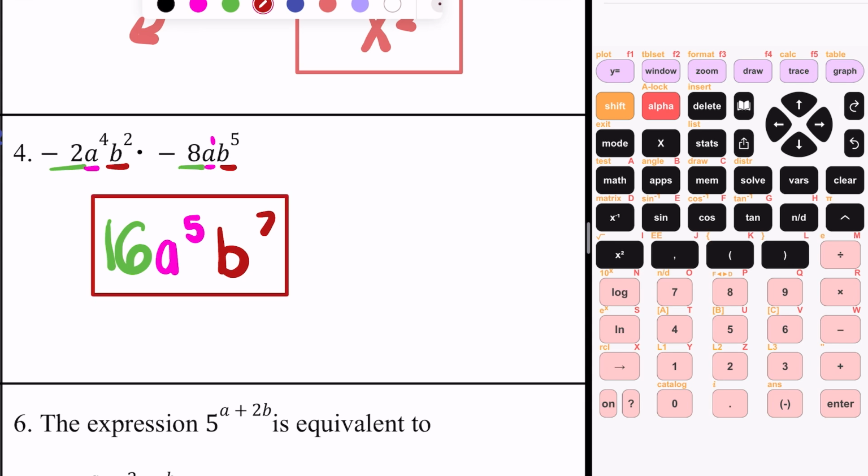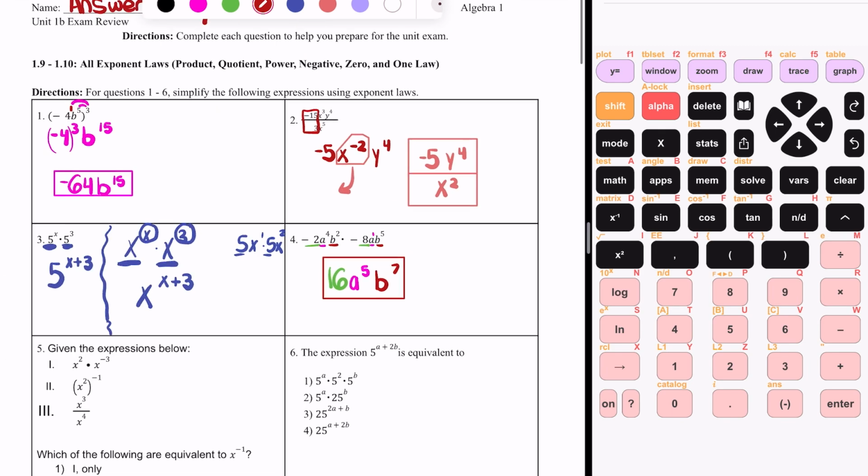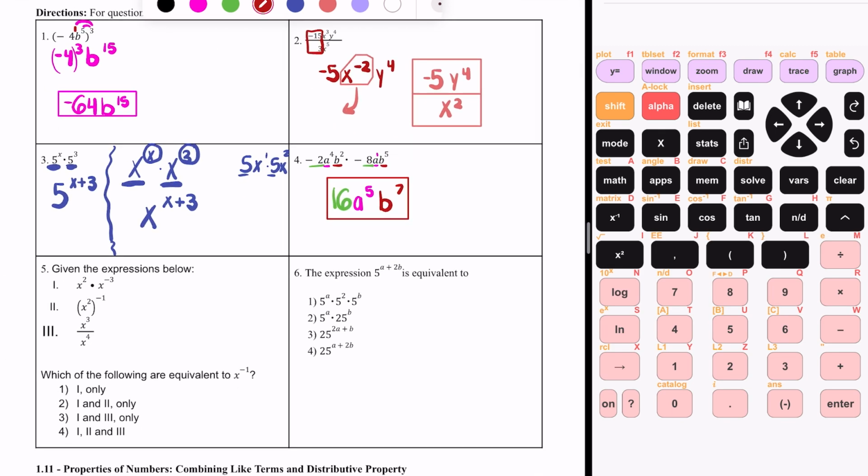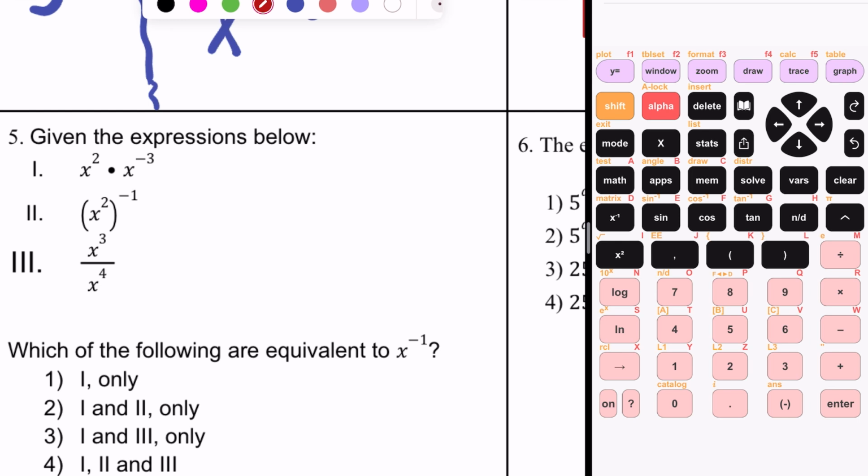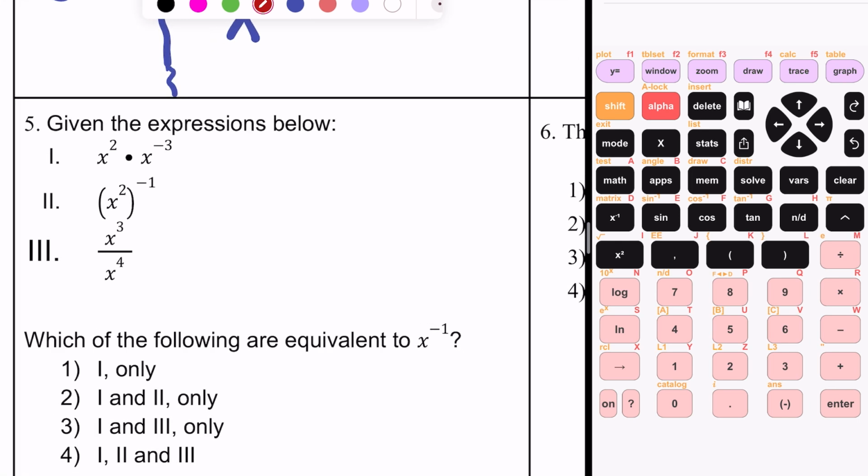Now the next two problems that I gave you are multiple choice Regents questions, so we want to make sure we know how to do these. Let's look at answer choice 5. Given the following expressions, which of them are equivalent to x to the -1? All right, let's work on each one.